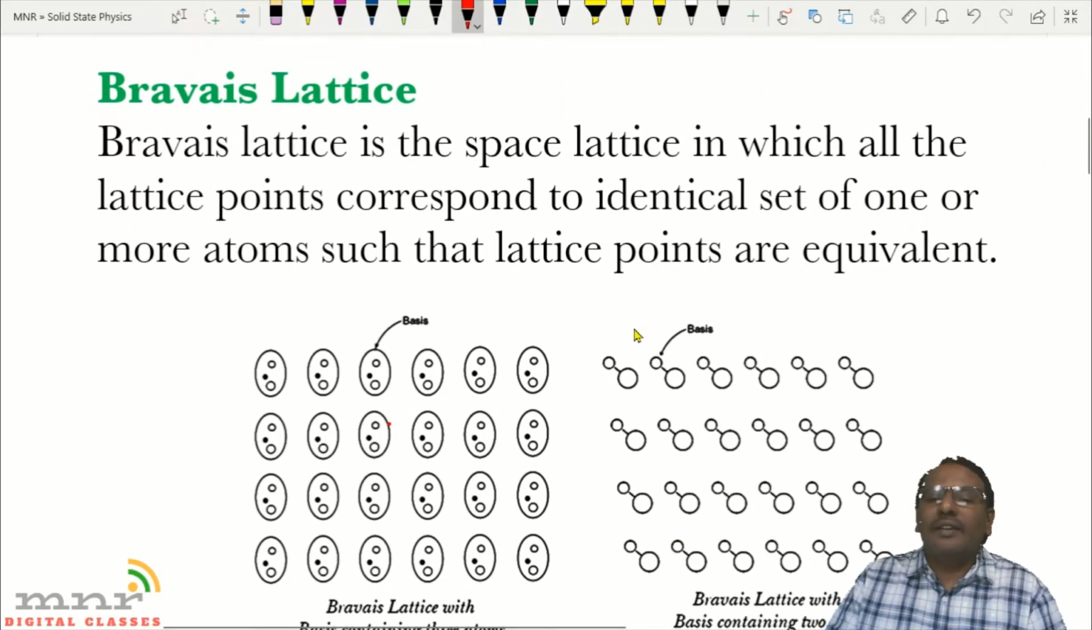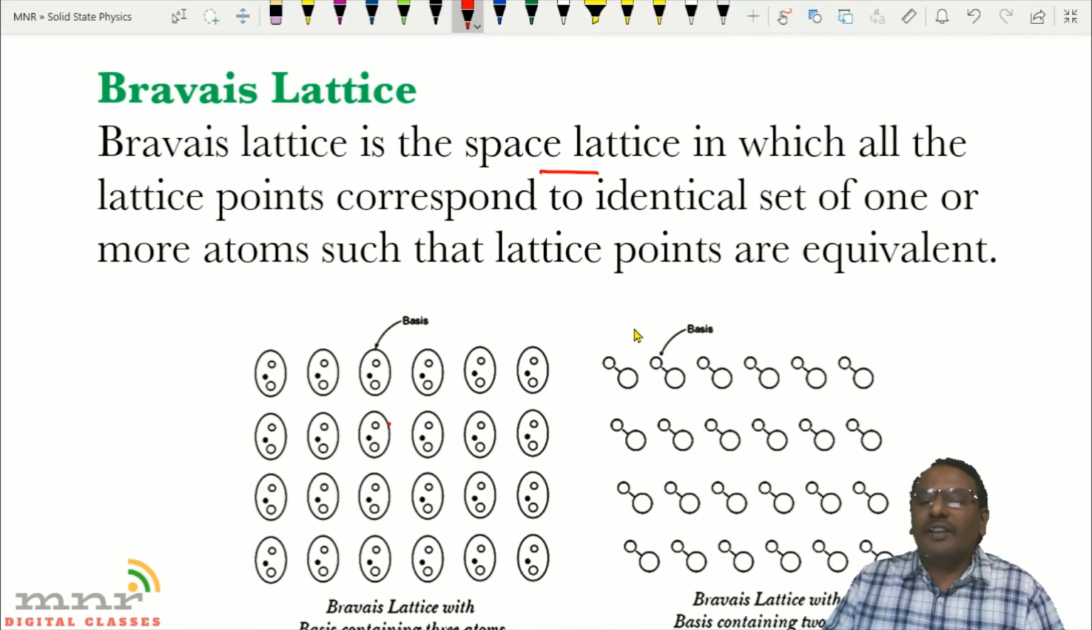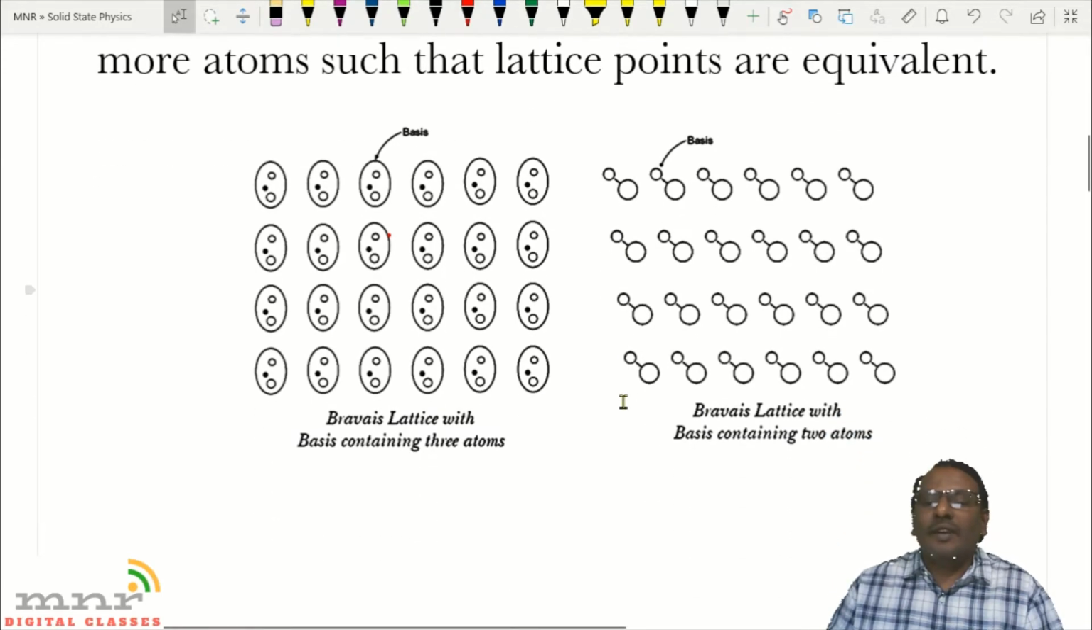A Bravais lattice is the space lattice in which the lattice points correspond to an identical set of one or more atoms, such that the lattice points are equivalent. Now let us understand with the help of a figure. We have two Bravais lattices.